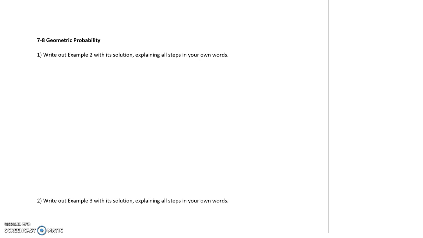7-8 is about probability. The required sections here, number 1 and number 2, I'm very literal and when I say write out the example with its solutions, explaining the steps in your own words. You will find them in your book. It's page 403. I'm not actually even going to do that required section for you. I want you to look in the book and kind of figure it out.